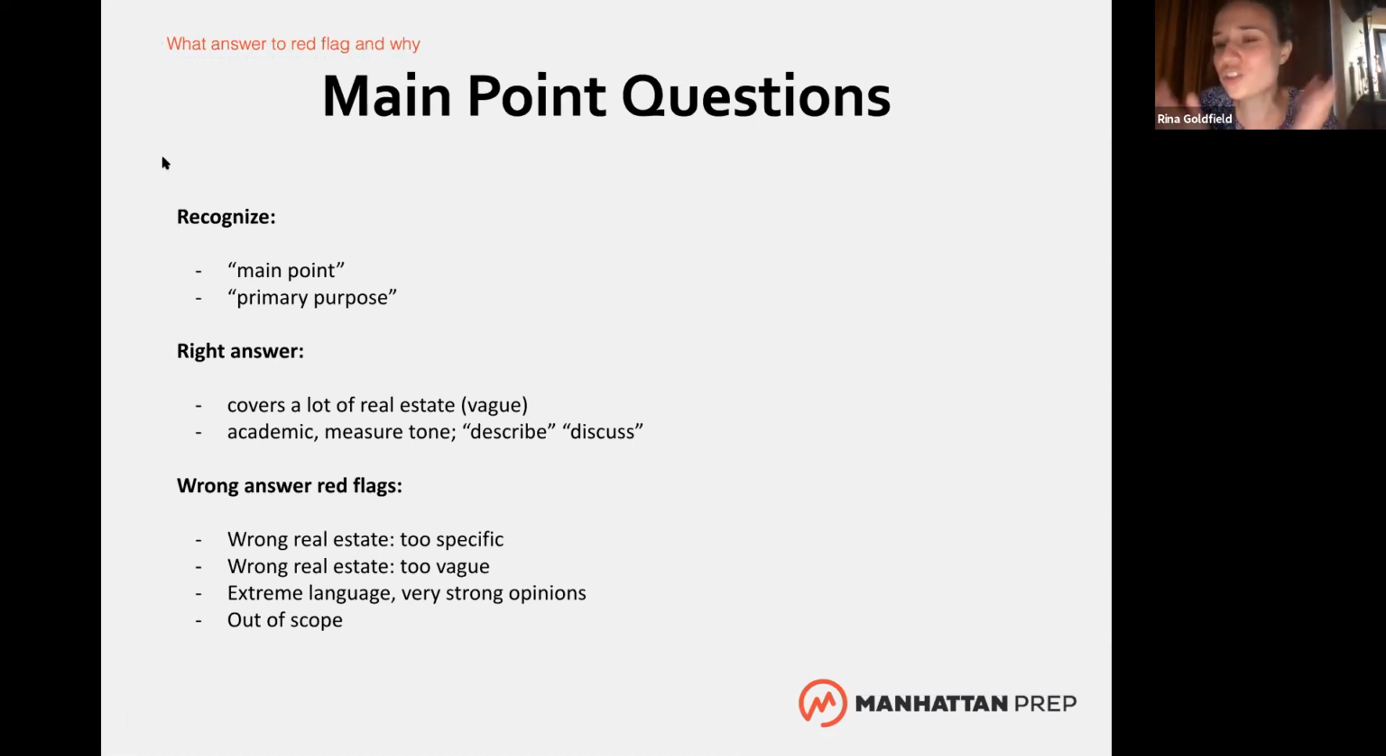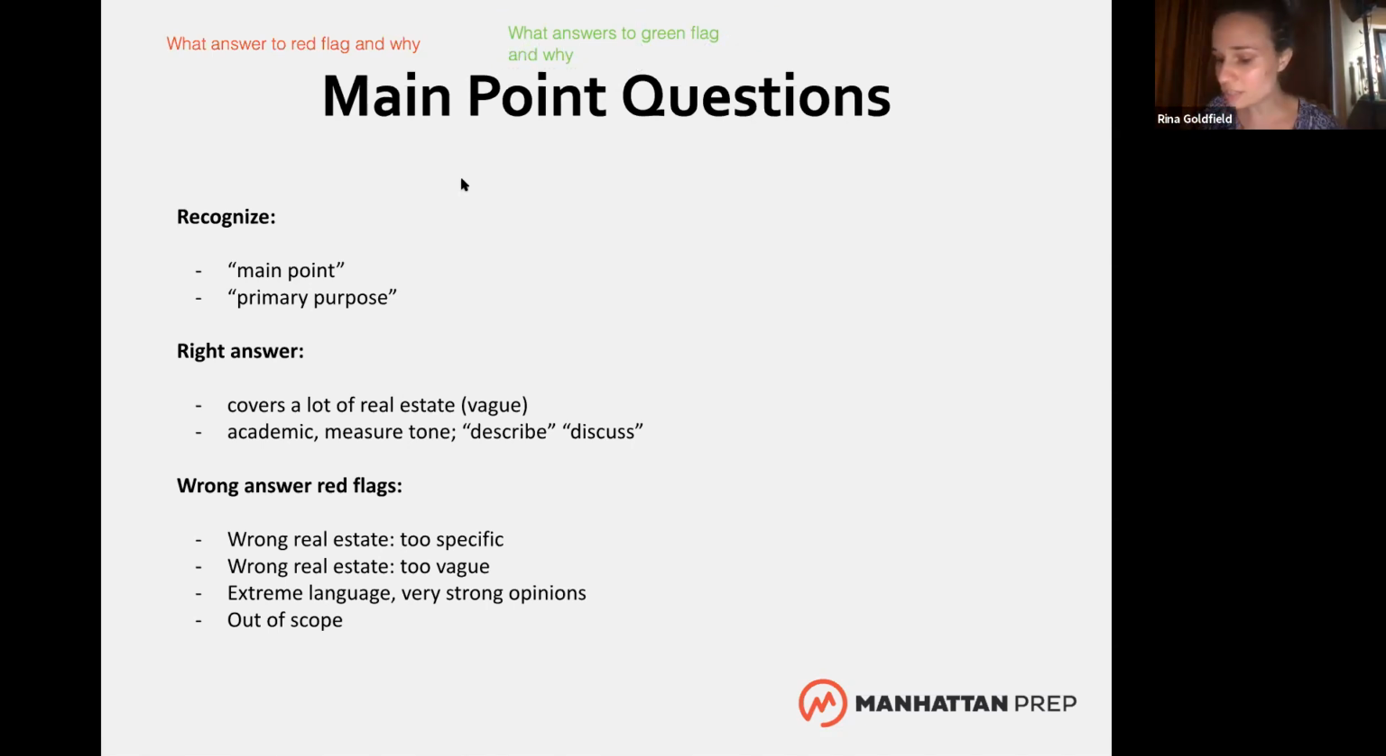Sometimes our red flag answers are correct. It's not foolproof, but we want to think about what feels like I want to be a little bit skeptical of this. And what answers do we want to green flag and why? What answers give us language where we're like, ooh, that looks like a right answer vibe for a GRE main point question?